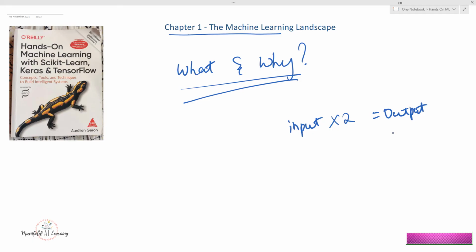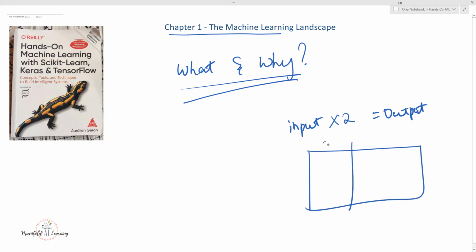Now let me take some more examples. Let's assume I have some inputs like this, x and y. If I have x as 1, obviously 1 into 2 is 2. If I have x as 2, y is equal to 4. X as 3, y is equal to 6. It's pretty straightforward, isn't it? I'll give the input, multiply it by 2, and that is how my output should be determined. Now, if I want the same activity to be performed by a computer program, how will I code?